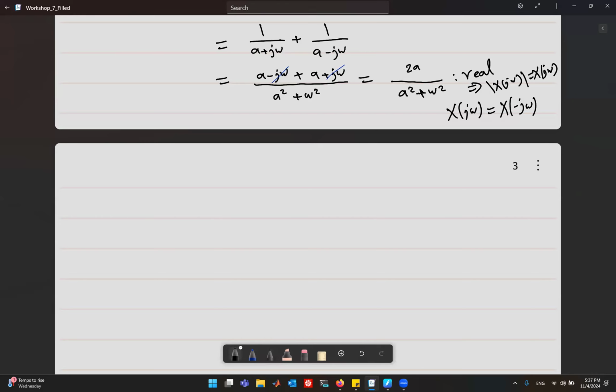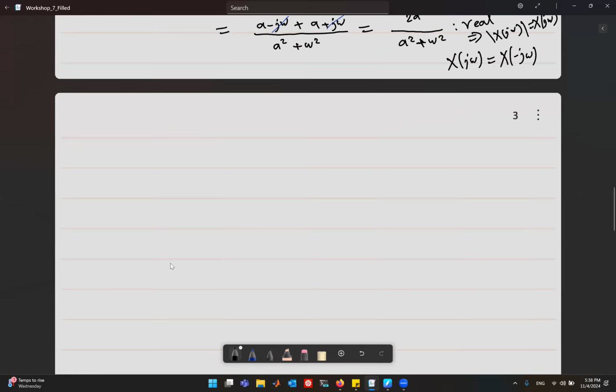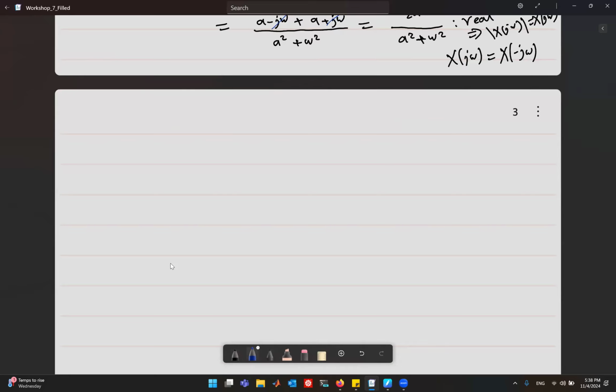Let's take a look at another example, also related to those two examples, but building on them. So example 3, let's say you have a signal x(t) equals exponential minus at when t is positive, and minus exponential plus at when t is negative.